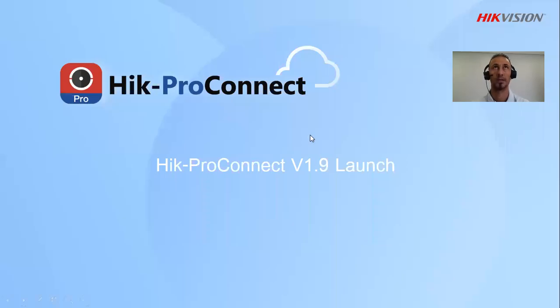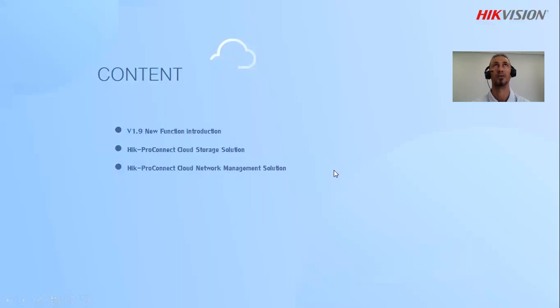So let's get started. What we'll be covering today is our 1.9 new feature introduction. It's all our new features that we'll be going through. We have our HIK Pro Connect Cloud Storage solution, and then our HIK Pro Connect Cloud Network Management. If you joined the previous presentations, you would know that we covered our cloud storage solution, which is our cloud box, as well as our online cloud storage network management solutions, which is our switches.